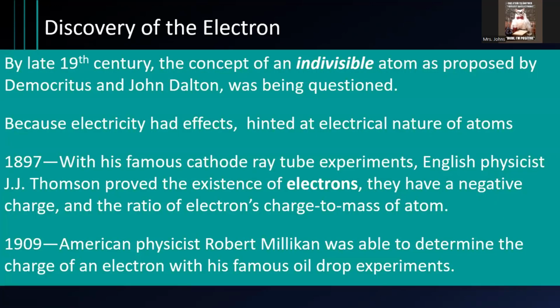First was the discovery of the electron. By the late 19th century, the concept of an indivisible atom, as proposed by Democritus and John Dalton, was seriously being questioned because electricity could have effects on atoms. That hinted that they had some sort of electrical nature. In 1897, English physicist J.J. Thomson used a cathode ray tube to prove the existence of electrons. He showed that they have a negative charge and that he could figure out the ratio of the electron's charge to its mass.